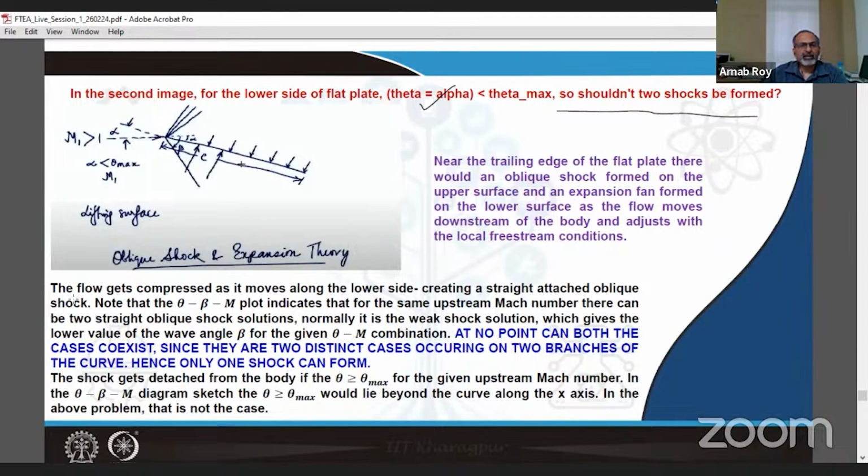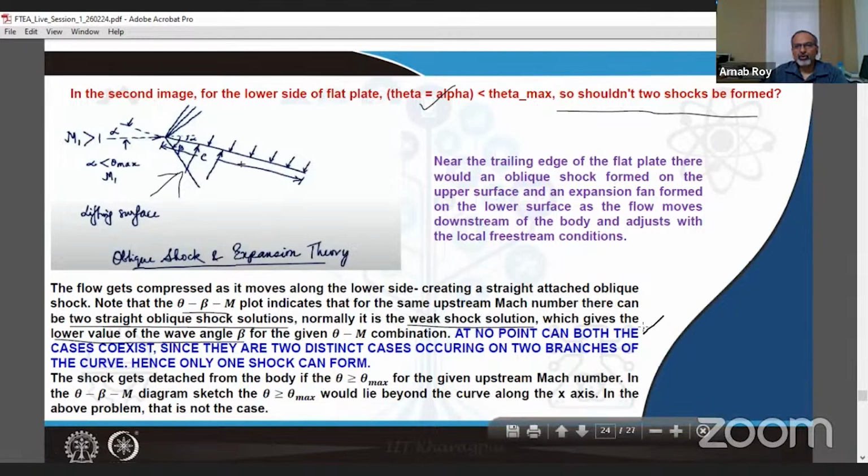So the basic idea is that the flow gets compressed as it moves along the lower side, creating a straight oblique shock that we have indicated over here. Note that the theta-beta-M plot indicates that for the same upstream Mach number, there can be two straight oblique shock solutions. Normally, it is the weak shock solution which gives the lower value of the wave angle beta.